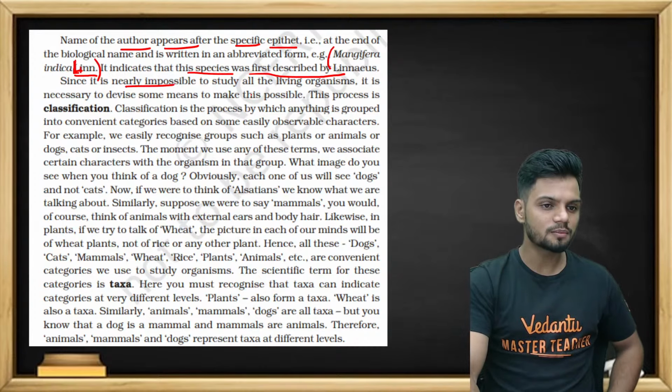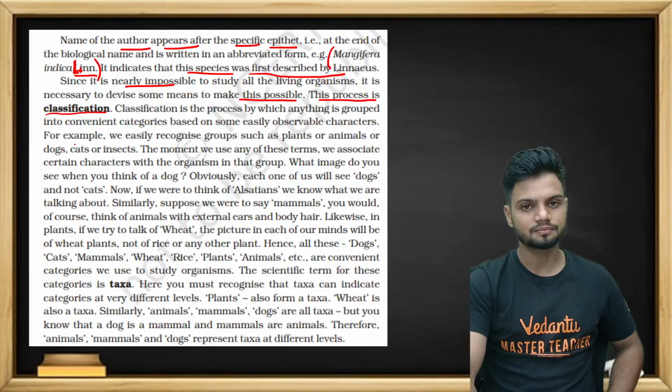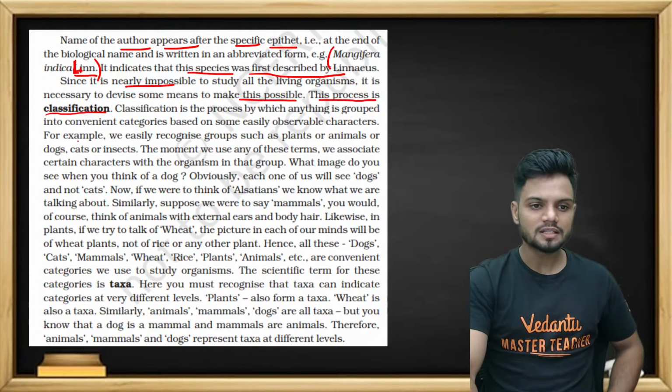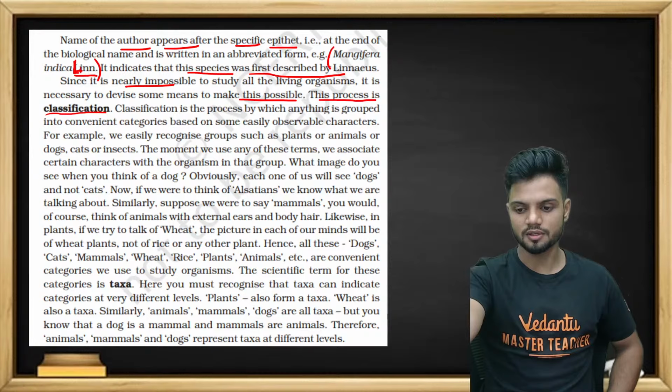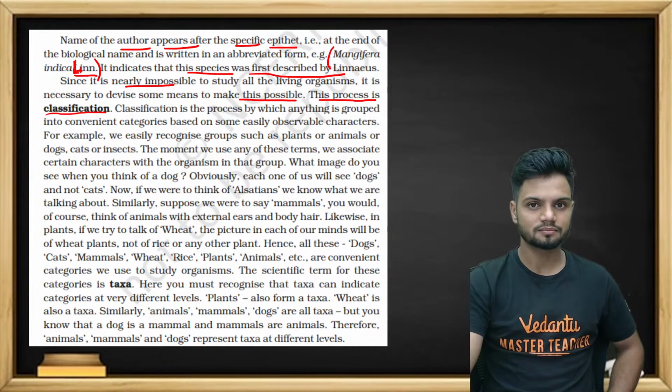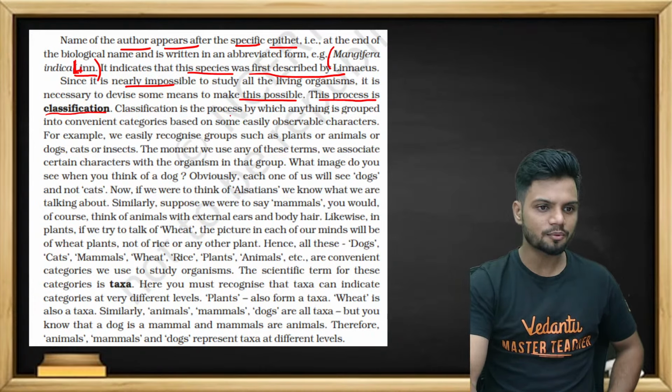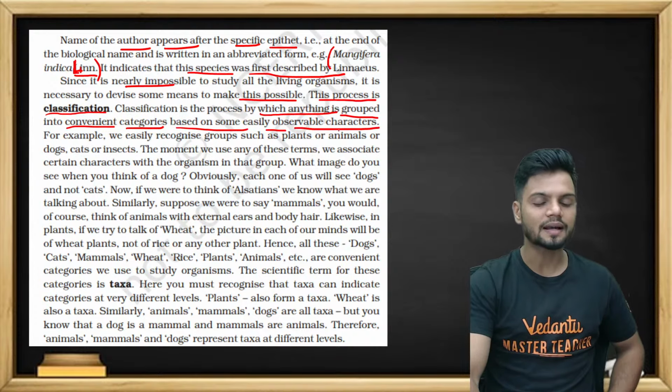Since it is nearly impossible to study all living organisms, it is necessary to devise some means to make it possible. This process is called classification. Understand what is classification now? Classification is nothing but you're telling this is mango, this is your plant, this is your dog, this is cat, and everything. Classification is the process by which anything is grouped into convenient categories based on easily observable characters.